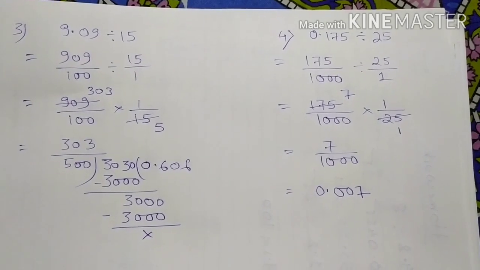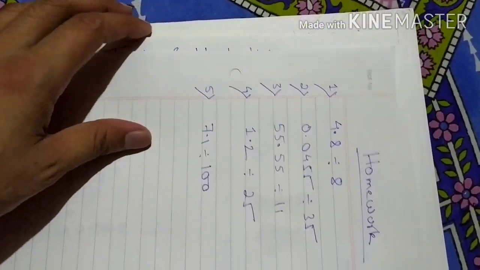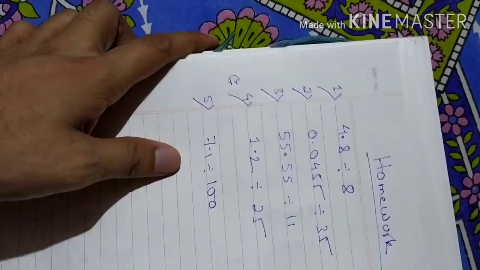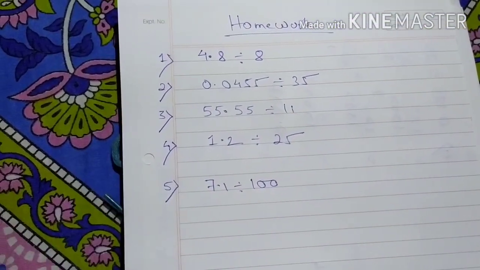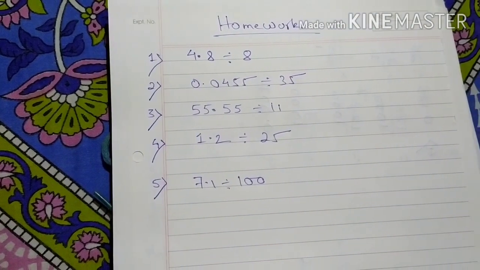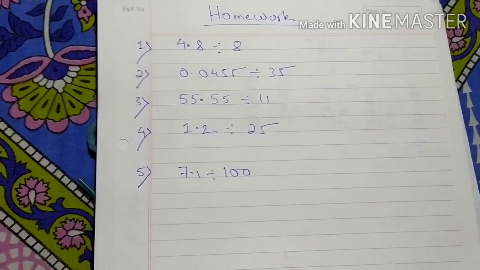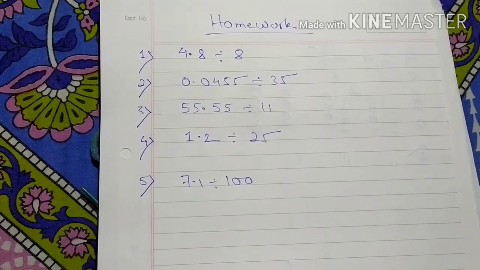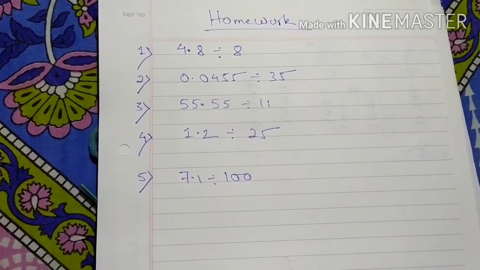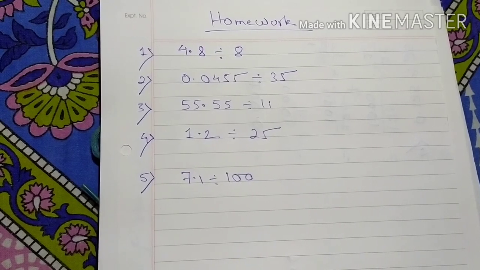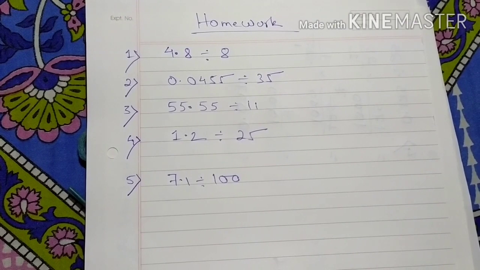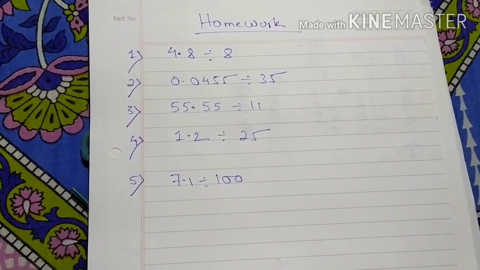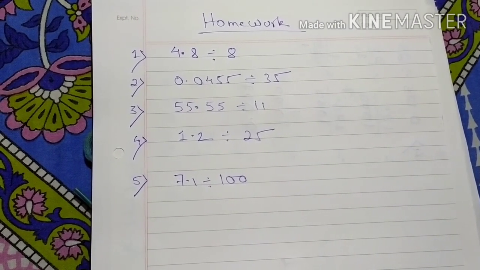Now it's time for homework. So here the homework I have given, you can see, this time I'm giving only 5 homeworks. So question number 1, 4.8 divide 8, then 0.045 divide 35, then 55.55 divide 11, then number 4, 1.2 divide 25, and last one is 7.1 divide 100.